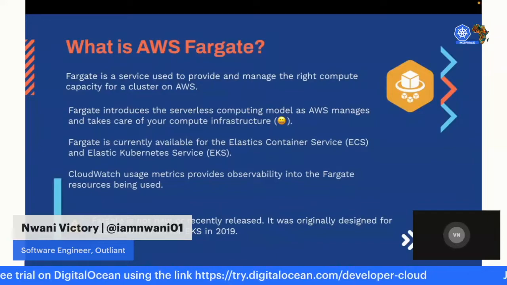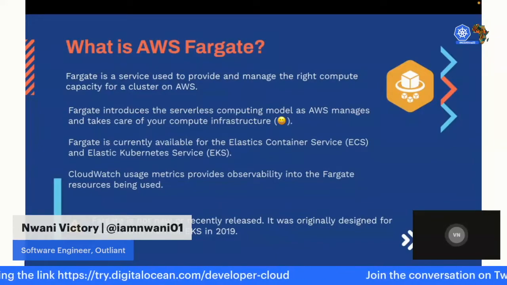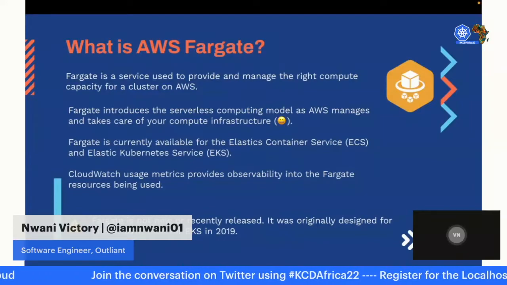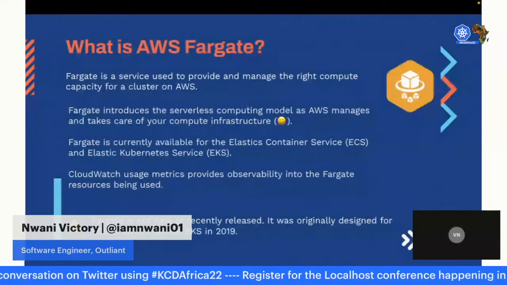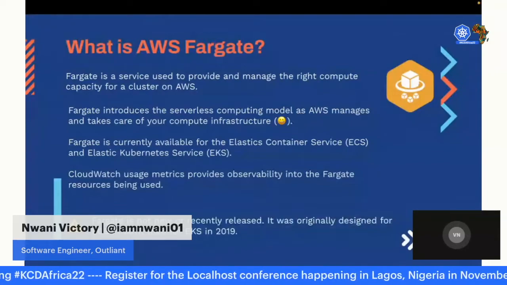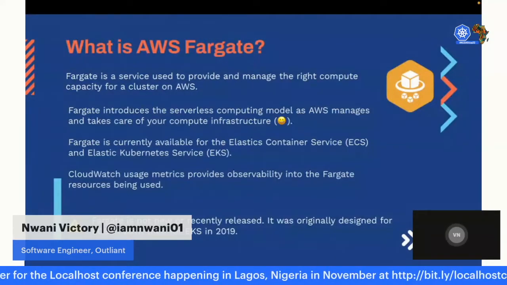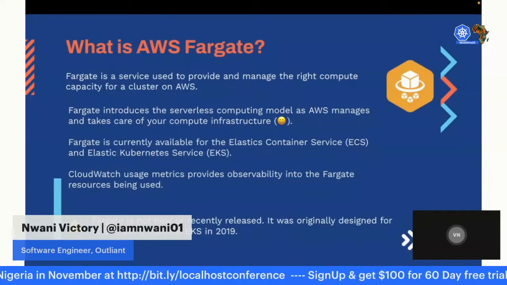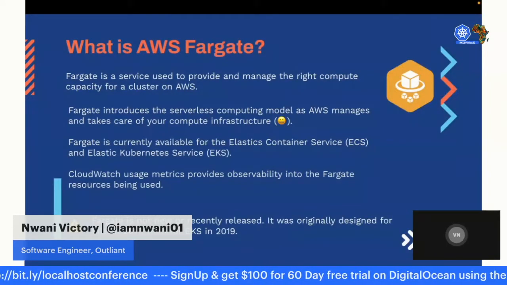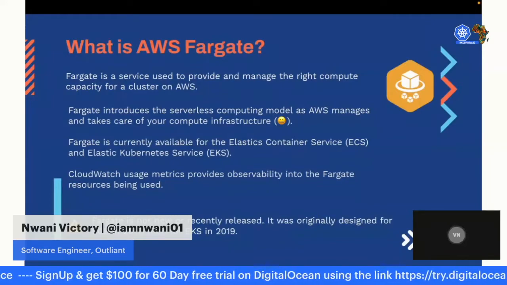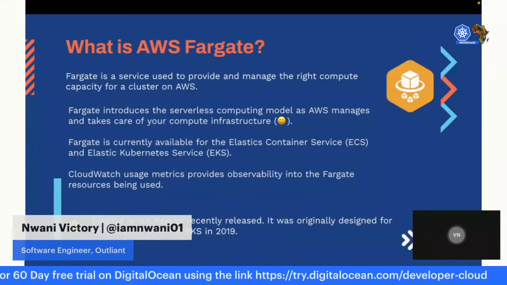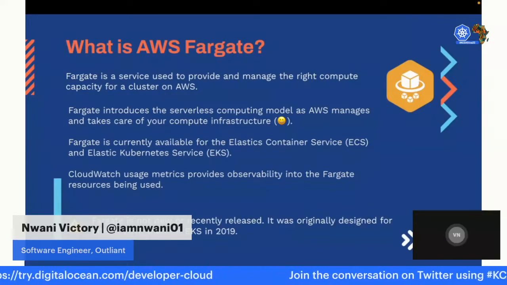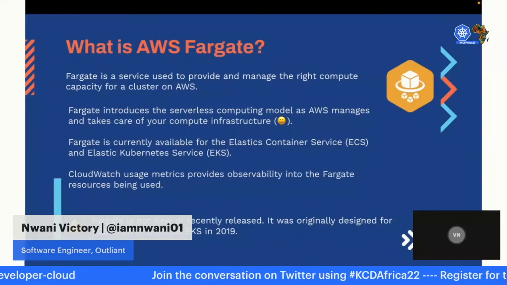So AWS is the one that manages the underlying infrastructure for your containers. And just to be clear here, when I say underlying infrastructure, I mean the compute instances. On AWS, compute instances are the EC2 virtual machines that you spin up, or that are spun up for you if you use some CloudFormation to create a cluster. So Fargate is currently available for the Elastic Container Service and the Elastic Kubernetes Service, the EKS.